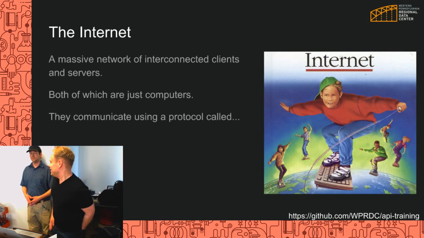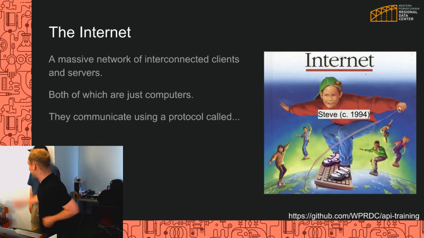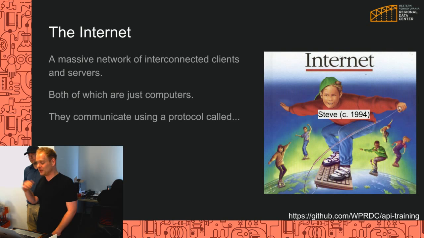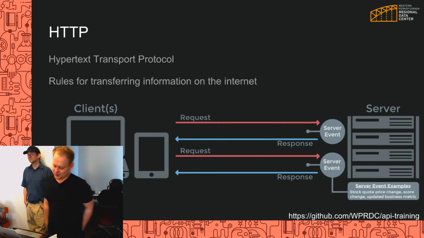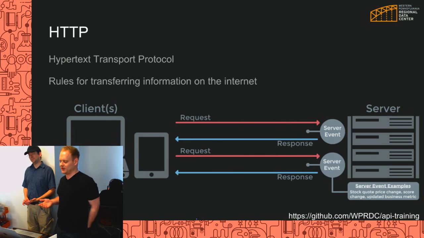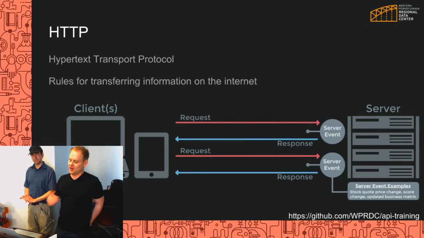All right, so APIs exist on the internet, and as you know, here's the internet, or also that's me in 1994. I'm sure most of you know this, but the simple way to look at the internet is just a massive network of interconnected clients and servers, and those are pretty much all just computers. They communicate using a protocol called HTTP, which stands for Hypertext Transport Protocol. I'm sure most of you have heard the term before, maybe you're not super familiar with it, but HTTP at the simplest level is the rules for how information is transferred, how communication is done over the internet.